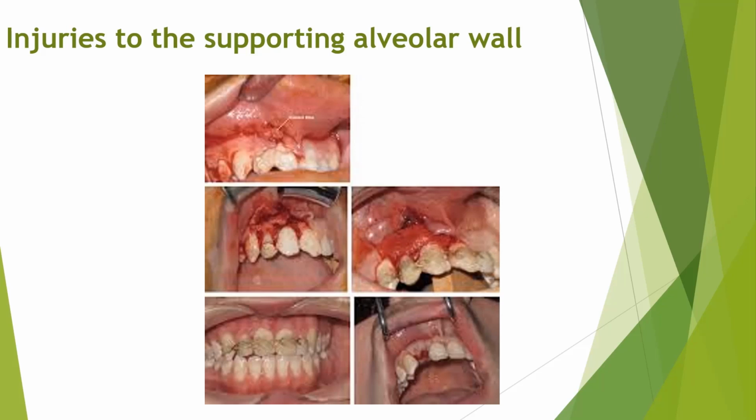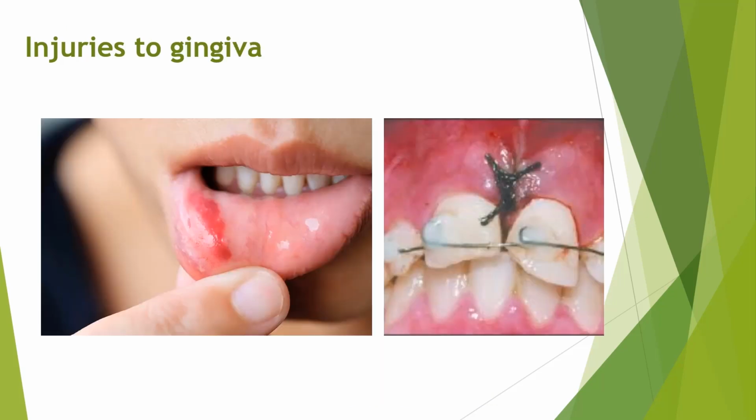Injuries to the supporting alveolar wall. As a treatment for injuries to the supporting alveolar wall, a closed reduction of the fracture by digital manipulation should be done. The occlusion should be checked and the involved teeth removed from the force of a traumatic occlusion. Soft tissue laceration should be sutured and the involved teeth should be in a rigid splint for 4 weeks to allow for osseous healing.